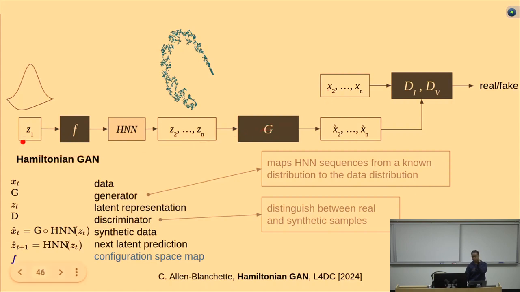In this generative pipeline, we're taking a sample from a noise distribution, which can be any one that's easy to sample from. Usually it's a Gaussian. And that's where Z1 comes from. It's just noise.